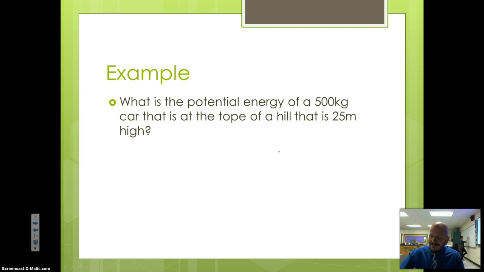So 500 times g, because it's mgh, which is 9.8 meters per second squared, times 25 meters, gives me a potential energy of 122,500 joules. So that car, once it's at the top of that 25 meter high hill, has 122,500 joules of potential energy. So it could possibly do 122,500 joules of work.